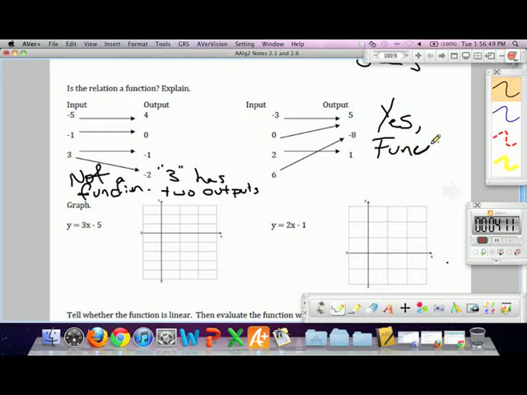And each input could go to the same output. In fact, each input will go to the same output if it's a horizontal line. That works. They all go to the same output. They all have the same y.